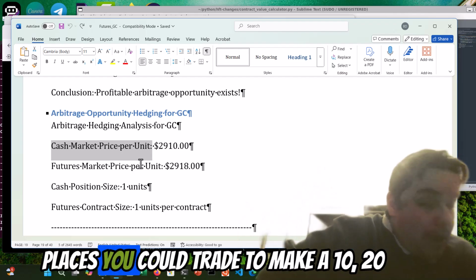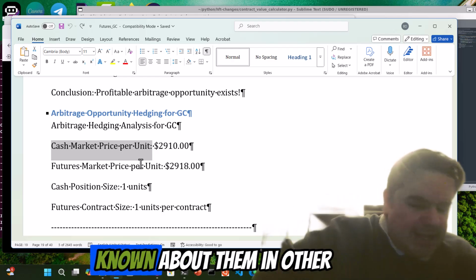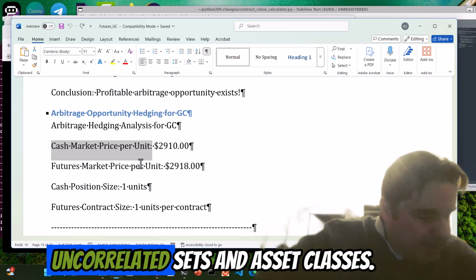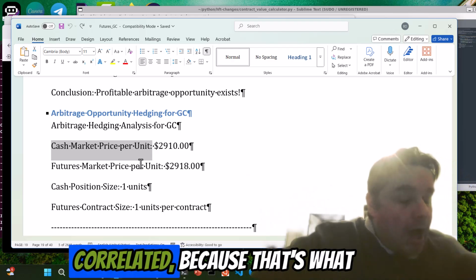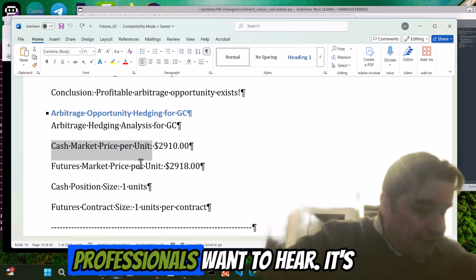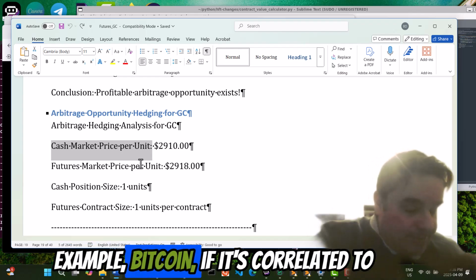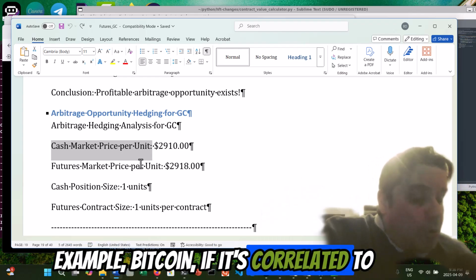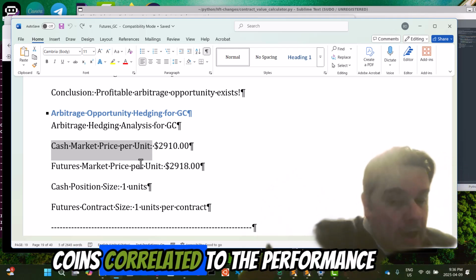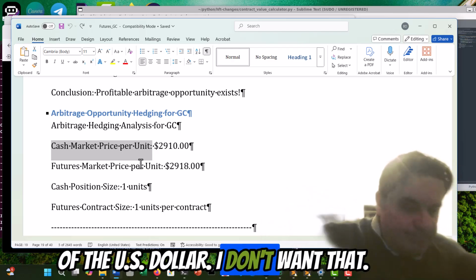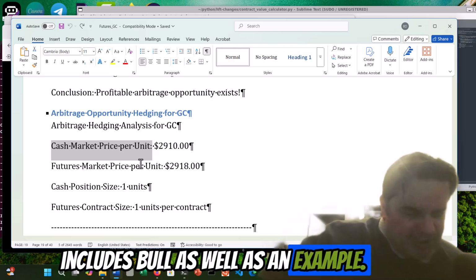So if there are crashes right now, there are still places you could trade to make a 10, 20% profit and get those returns, knowing about them in other uncorrelated assets and asset classes. Again, let me say that again, uncorrelated, because that's what professionals want to hear. It's uncorrelated, meaning it's not correlated to something else. So as an example, Bitcoin. If it's correlated to the performance of the NASDAQ, or Bitcoin's correlated to the performance of the US dollar, people don't want that. They want uncorrelated. This also includes gold as well, as an example.